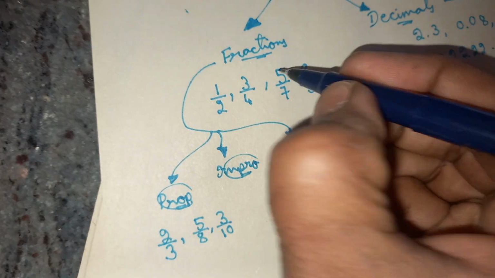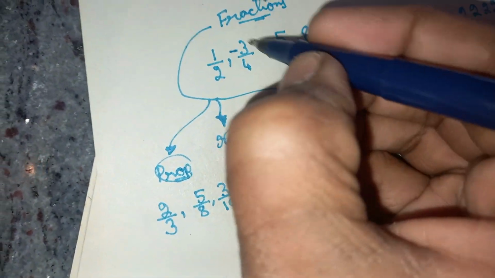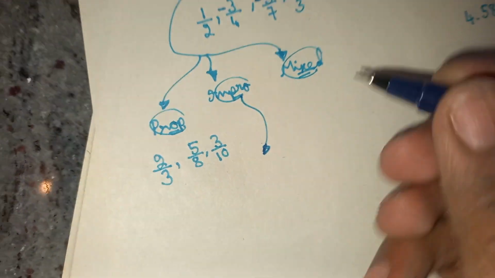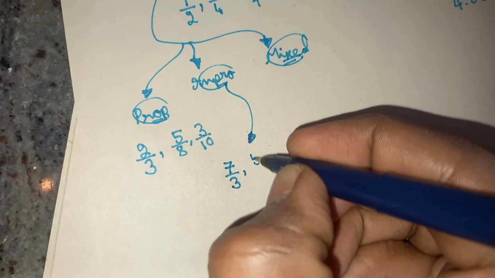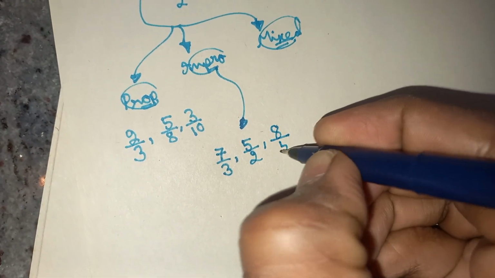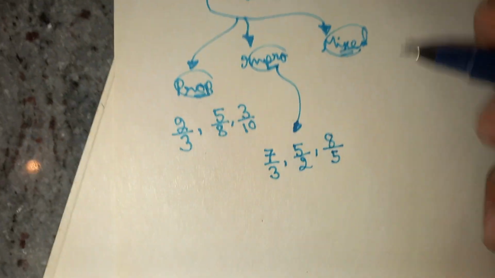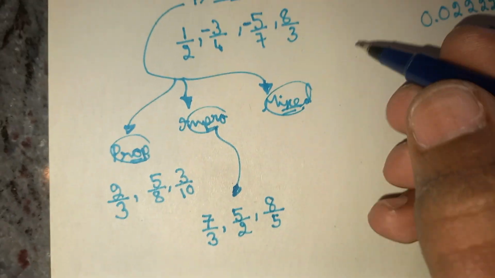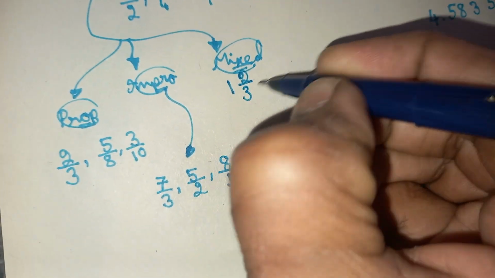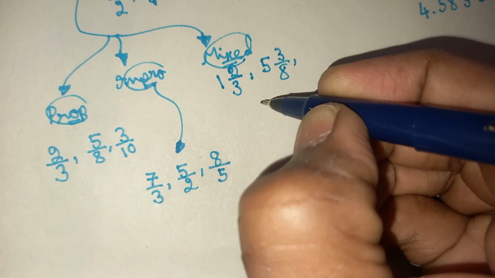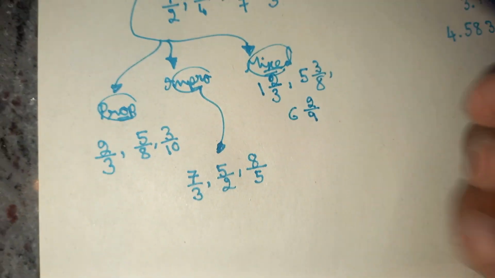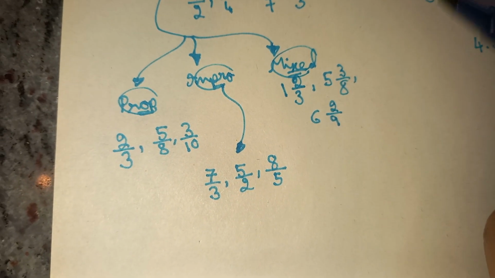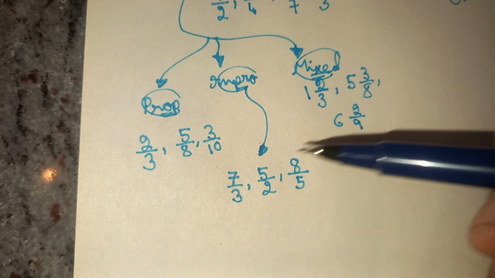These fractions can be -5 by 7, -3 by 4, so they can be either plus or minus. Improper fraction means the numerator is bigger than the denominator: 7 by 3, 5 by 2, and 8 by 5, like this. They will be bigger than 1. Mixed fraction means you write an improper fraction in a form that is easier to understand: 1 2 by 3, 5 3 by 8, and 6 2 by 9. They are all mixed fractions. They convert the improper fraction into the form of a mixed fraction. You get more clarity when they are mixed than when they are improper.